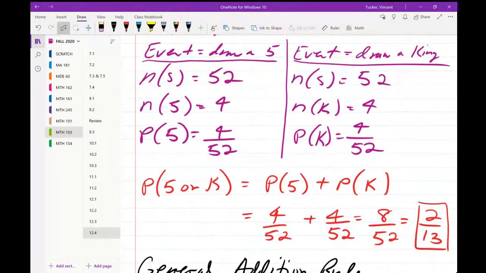So now if you want to find the probability of getting a 5 or a king, take each one of those probabilities and add them together. I always say just reduce at the end when it comes to adding and subtracting your fractions. 4 over 52 plus 4 over 52 is 8 over 52. Both of them have 4 in common, so you can divide each number by 4, and that'll give you 2 over 13 as your probability.